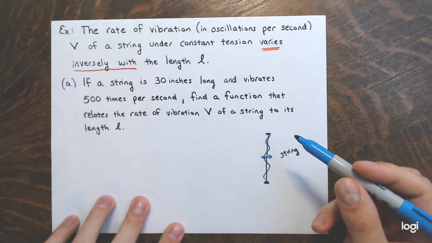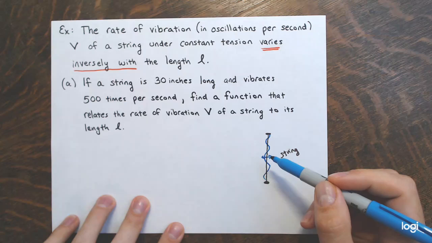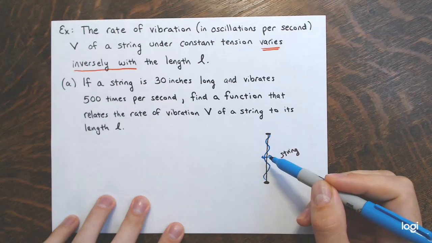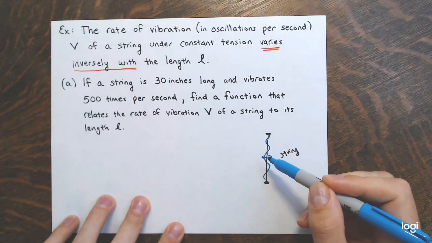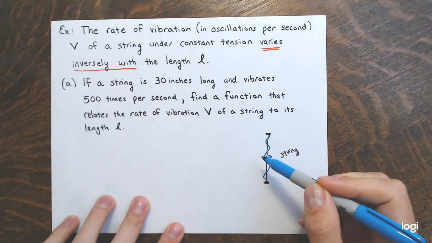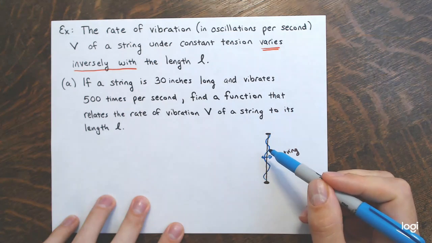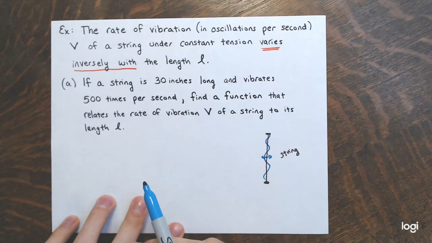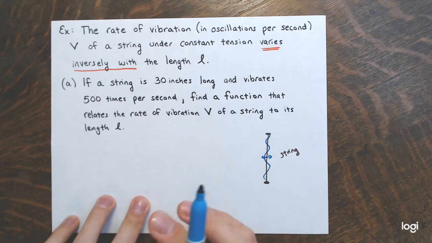Oscillates back and forth, the string. And when it starts up, every time it goes up down, that's one oscillation, right? Or left right here, every time it goes up down, that's one oscillation. So there's one oscillation, one oscillation, one oscillation, and so on. That's what this problem is talking about.